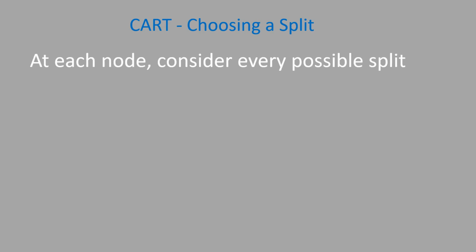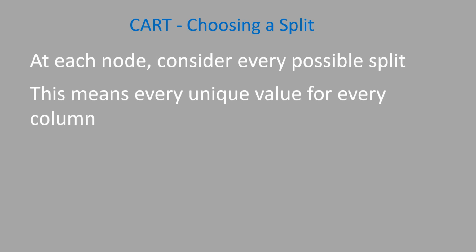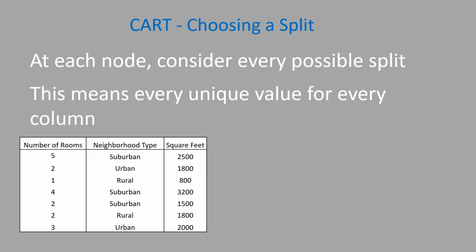Okay, so now I'm going to take a minute to briefly go over how the CART algorithm chooses a split. The CART algorithm at each node considers every possible split, which means that it looks at each unique value for each column. So here's an example data set. We're going to say that we have number of rooms, neighborhood type, and square feet as features in our model.